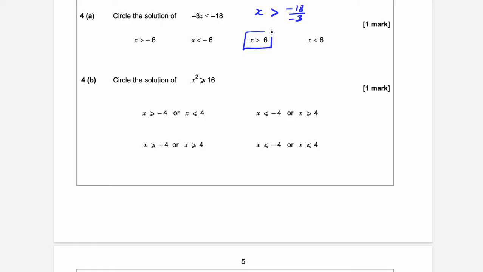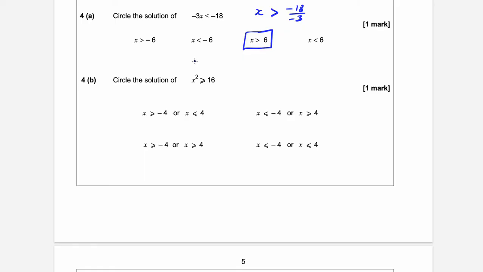x is greater than positive 6. And if you sub in a number in here, guys, it makes sense. Like if you sub in 100, for example, is negative 3 times 100, which is negative 300, less than negative 18? Yes, it is.